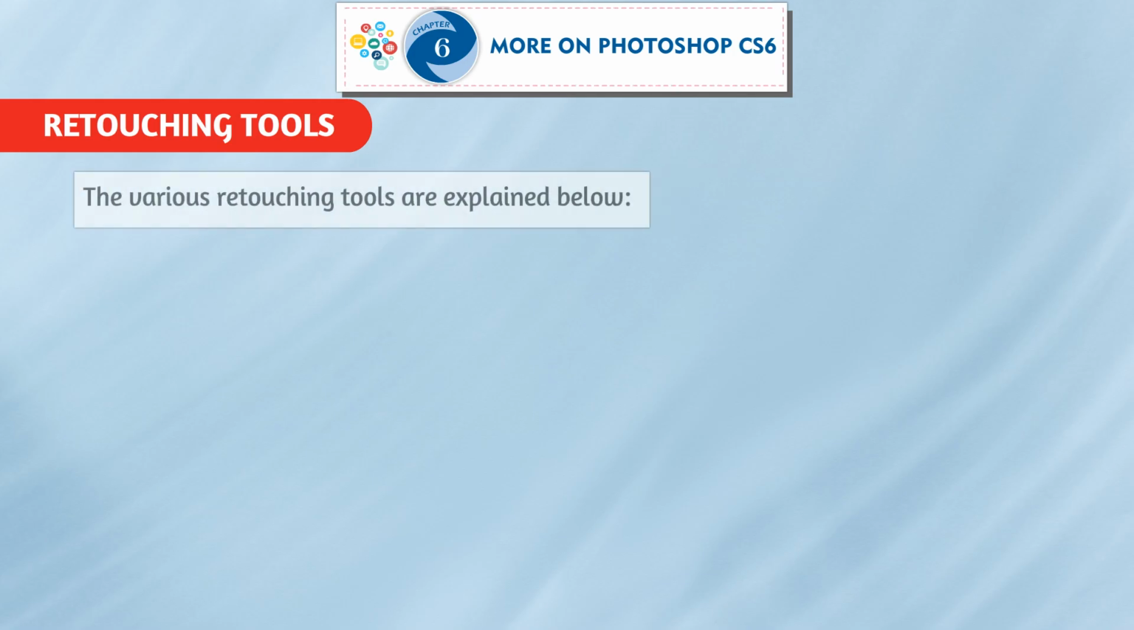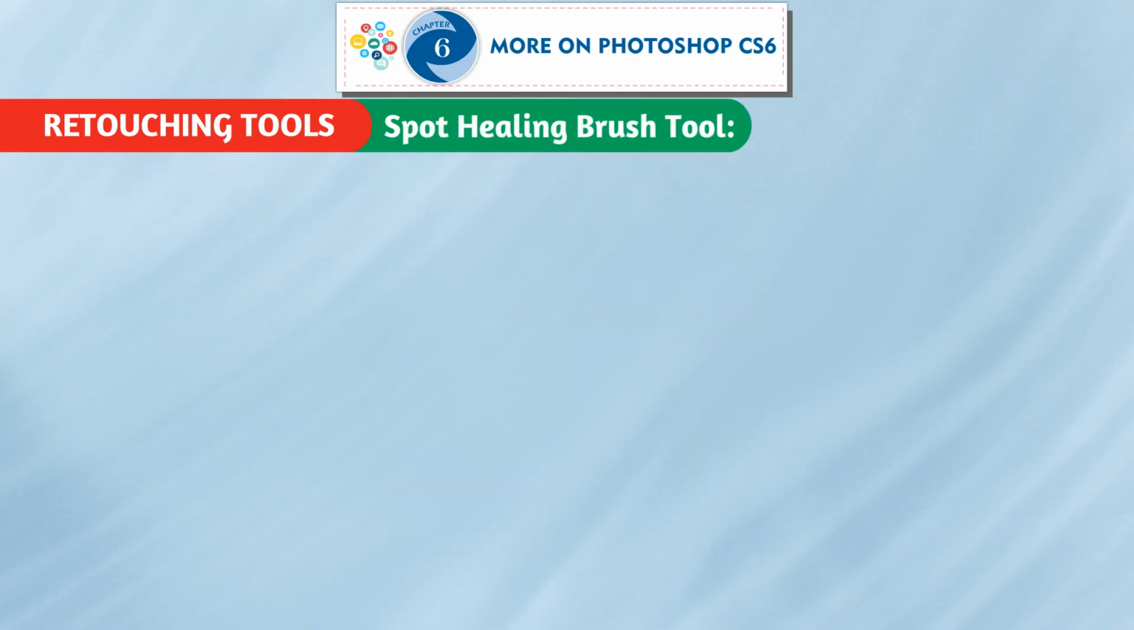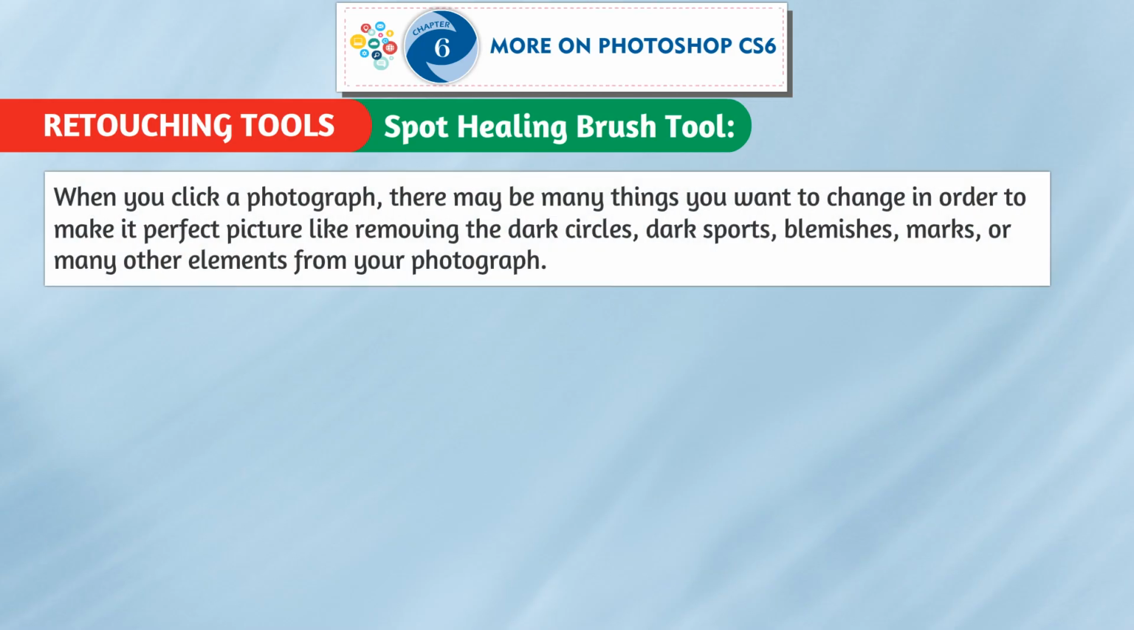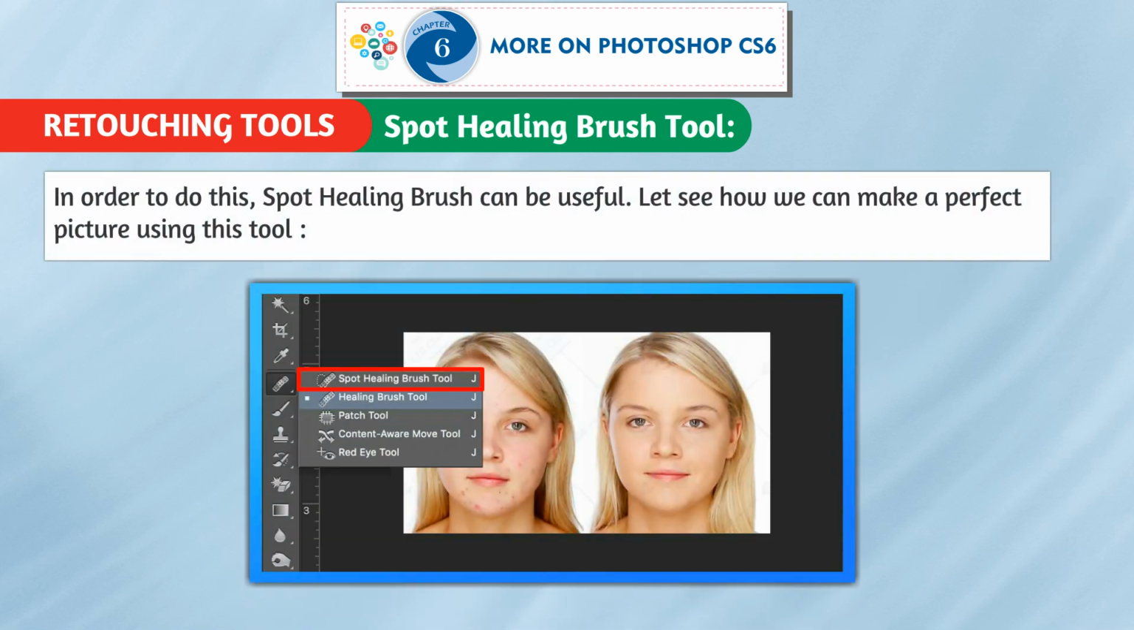Retouching tools. The various retouching tools are explained below. Spot Healing Brush tool. When you click a photograph, there may be many things you want to change in order to make it a perfect picture, like removing dark circles, dark spots, blemishes, marks, or many other elements from your photograph. In order to do this, the Spot Healing Brush can be useful. Let's see how we can make a perfect picture using this tool.